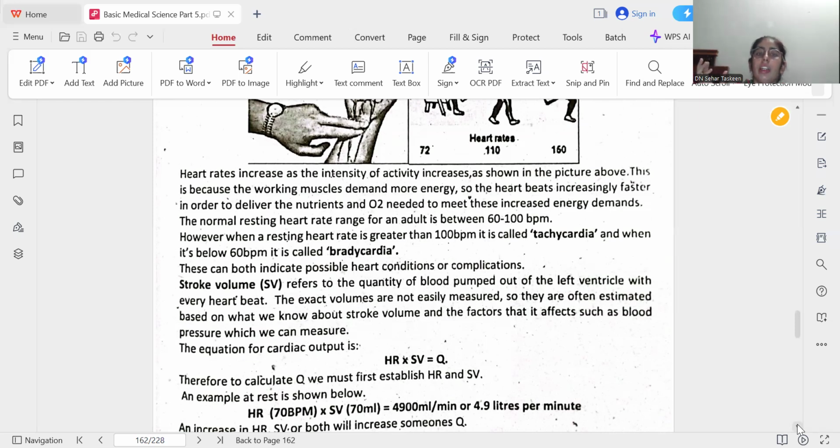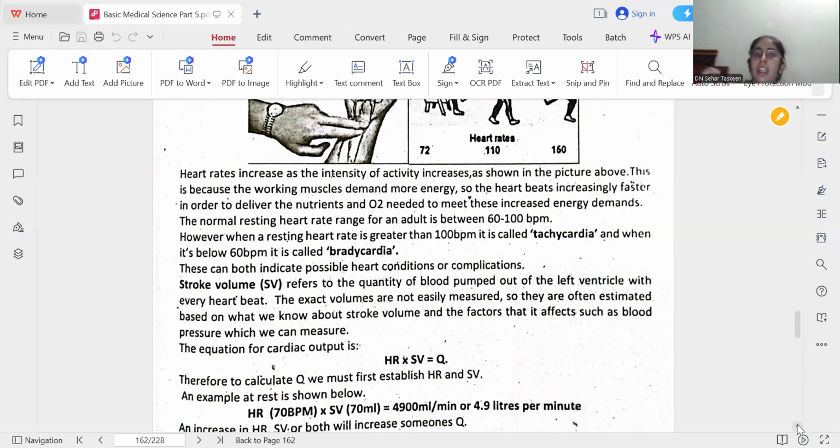The normal resting heart rate range for an adult is between 60 and 100 bpm. However, when the resting heart rate is greater than 100 bpm, it is called tachycardia, and when it's below 60 bpm, it is called bradycardia. These can both indicate possible heart conditions or complications.